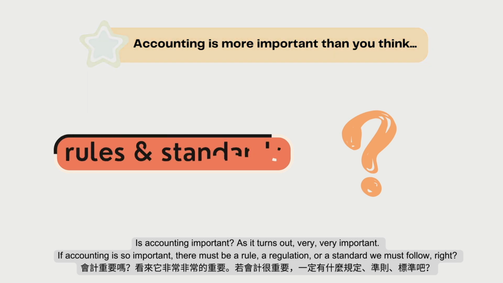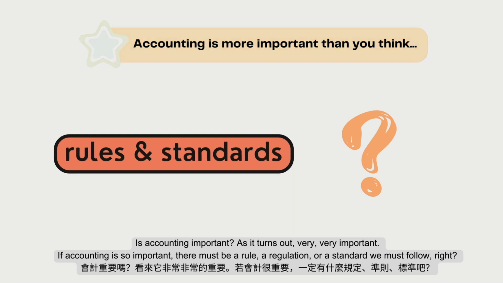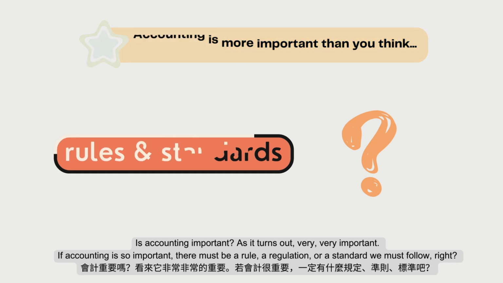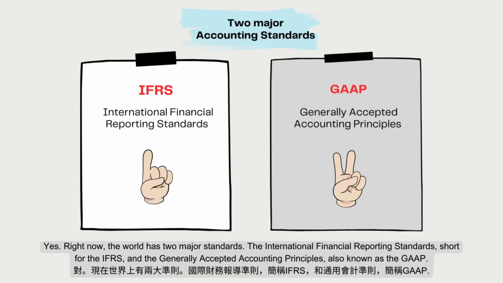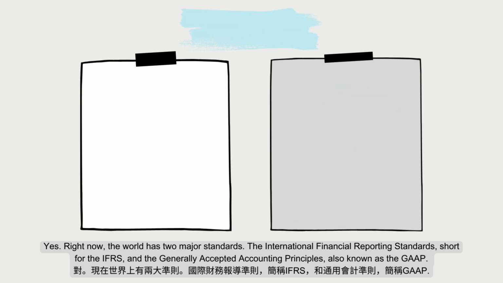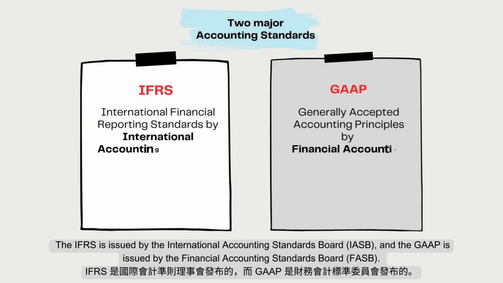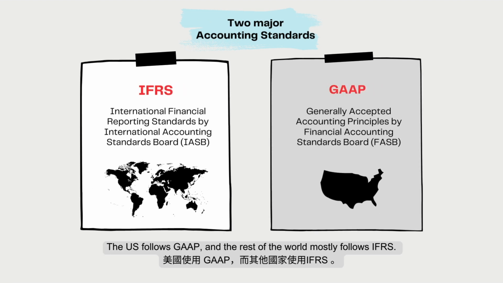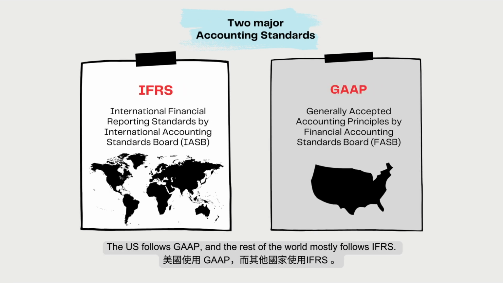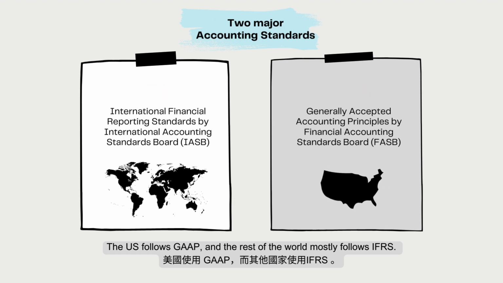If accounting is so important, there must be a rule, a regulation, or a standard we must follow, right? Yes, right now the world has two major standards: the International Financial Reporting Standards, short for the IFRS, and the Generally Accepted Accounting Principles, also known as the GAAP. The IFRS is issued by the International Accounting Standards Board, and the GAAP is issued by the Financial Accounting Standards Board.